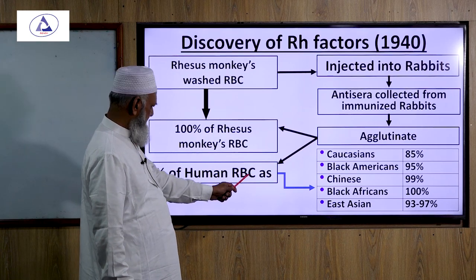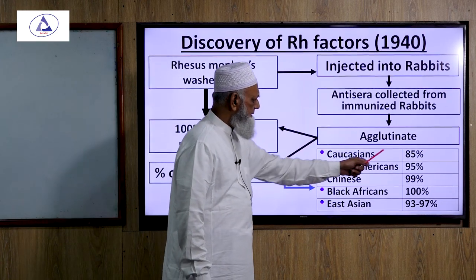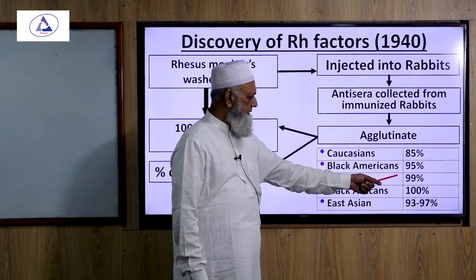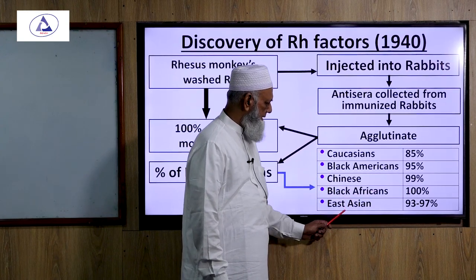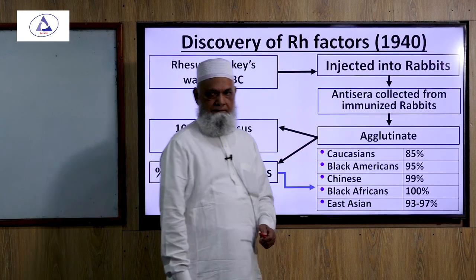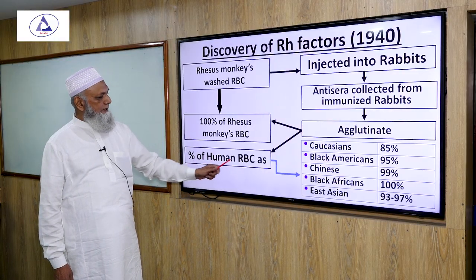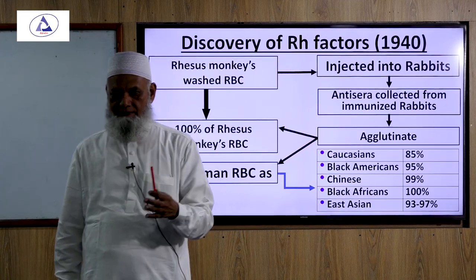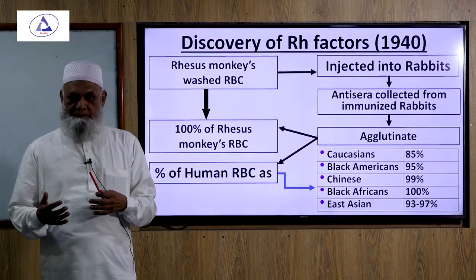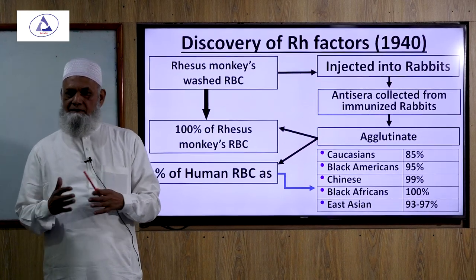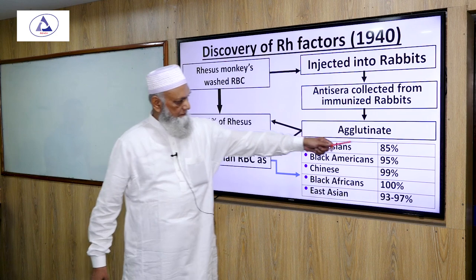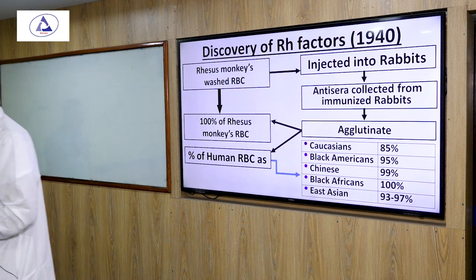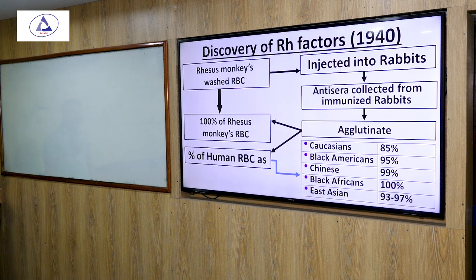Percent of human RBCs clumped: Caucasians 85%, Black American 95%, Chinese 99%, Black African 100%, East Asian 93 to 97%. The cause is that human RBCs contain Rh factors on their surface. Some people contain Rh factors, some do not. About 80 to 100% contain Rh factors on their red blood cell surface. The rest do not contain Rh factor.